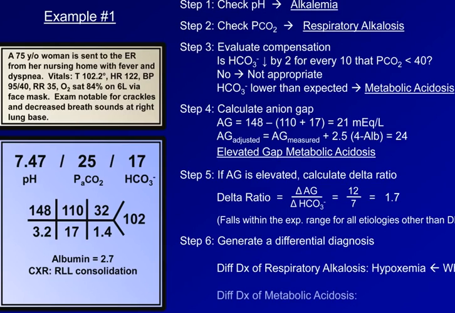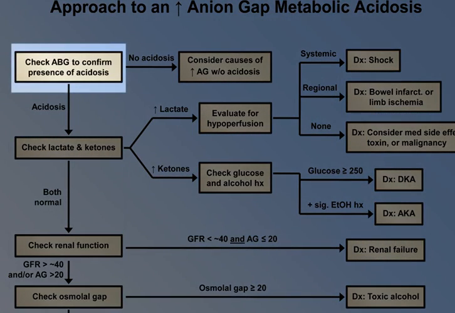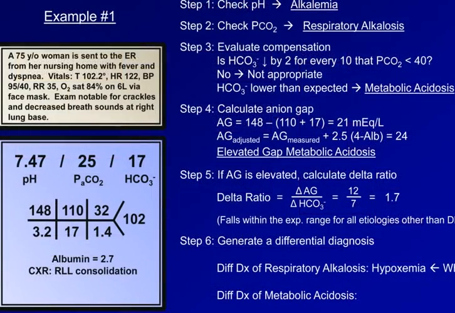Next, let's consider the differential diagnosis of the elevated gap metabolic acidosis. Looking at the flowchart, we start here. The low bicarb, out of proportion to the expected compensation, confirms the presence of an acidosis. Therefore, moving to the next step, check lactate and ketones. Going back to the patient's data, lactate is elevated at 5.2 and ketones are negative.